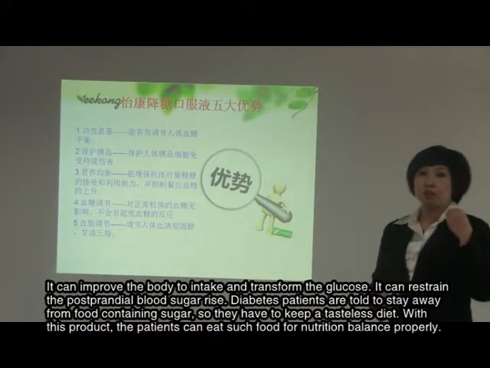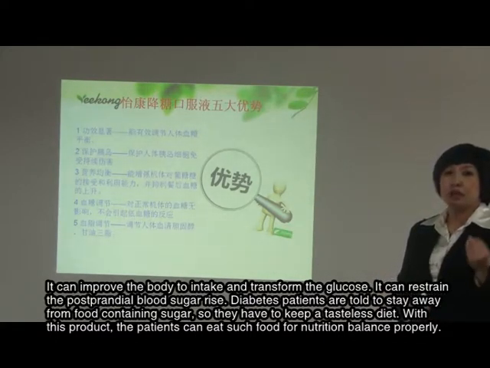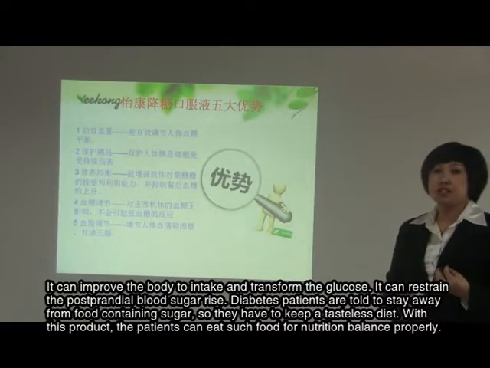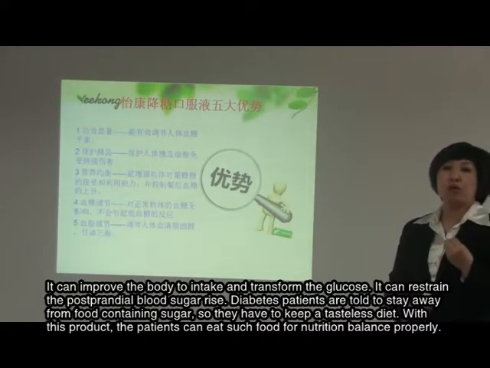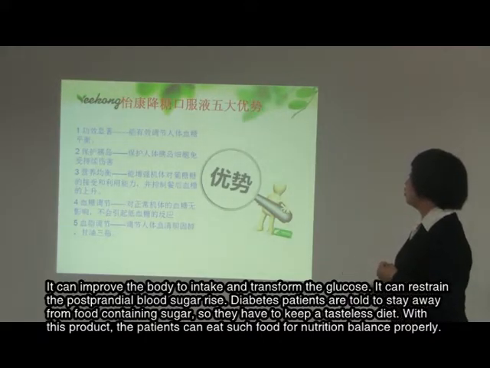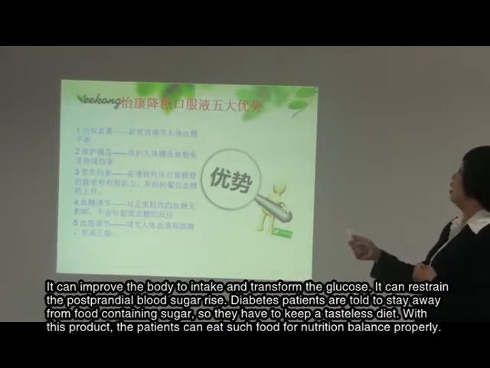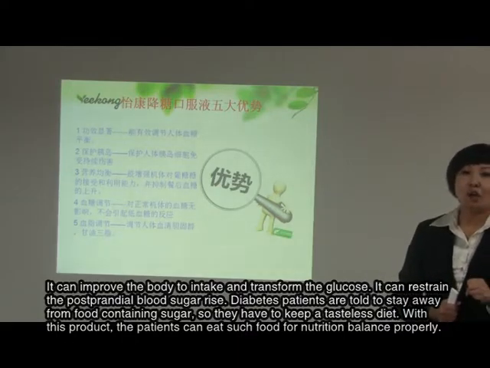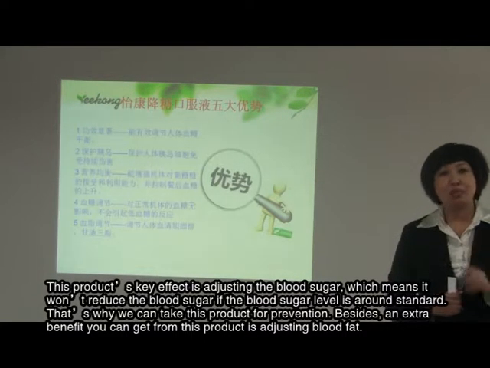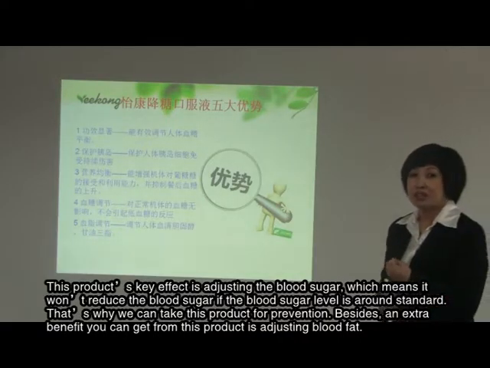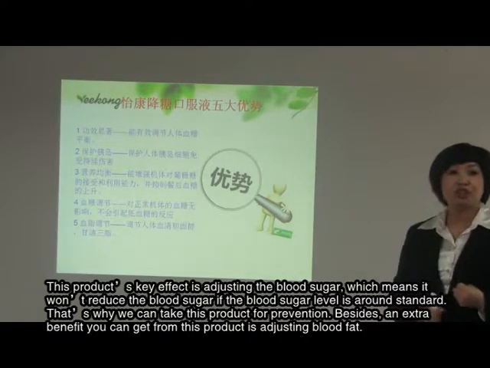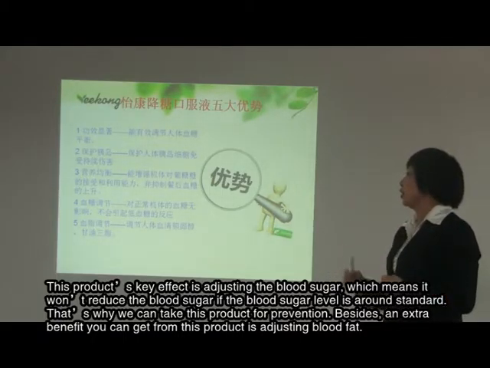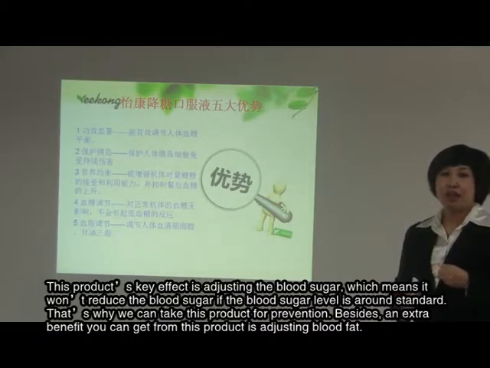It can improve the body's intake and transformation of glucose. It can restrain the post-prandial blood sugar rise. Diabetes patients are told to stay away from food containing sugar, so they have to keep a tasteless diet. With this product, the patients can eat such food properly for nutrition balance. This product's key effect is adjusting the blood sugar, which means it won't reduce the blood sugar if the blood sugar level is around standard. That's why we can take this product for prevention.